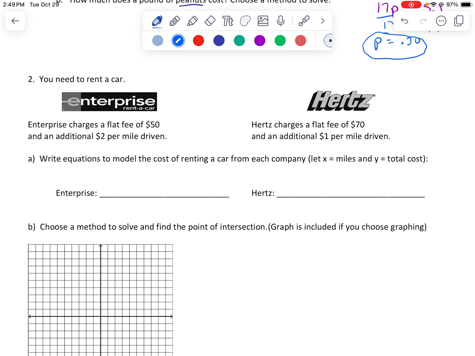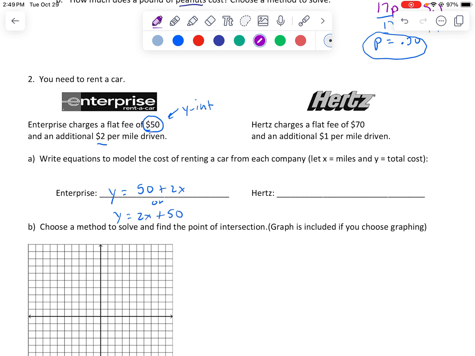Okay, so Enterprise is charging a flat fee of $50, meaning I have to pay $50 no matter what I do. So this is going to act as my y-intercept, and I'm going to be charged an additional $2 per mile driven. So that's going to act as my slope. Every mile I drive, I have to pay $2. So we're going to have y equals 50 plus 2x, or if you wrote it as y equals 2x plus 50, that's fine as well.